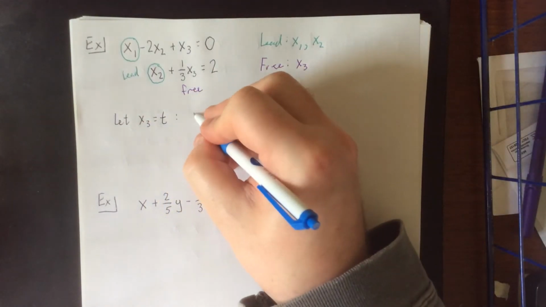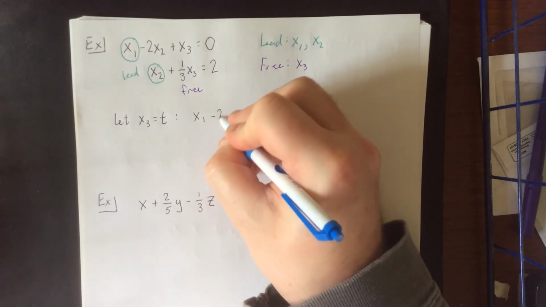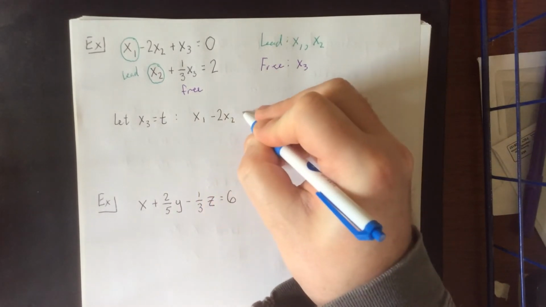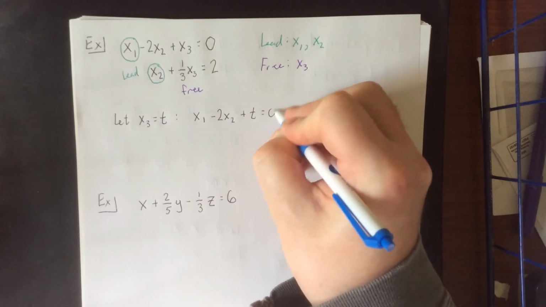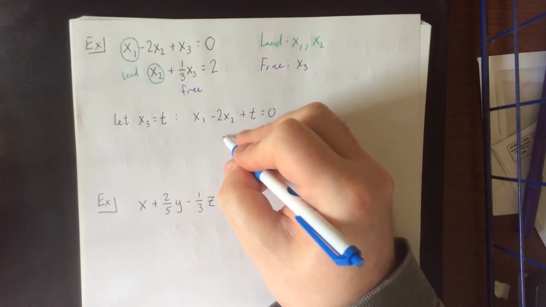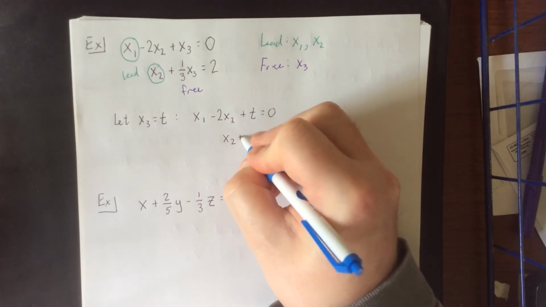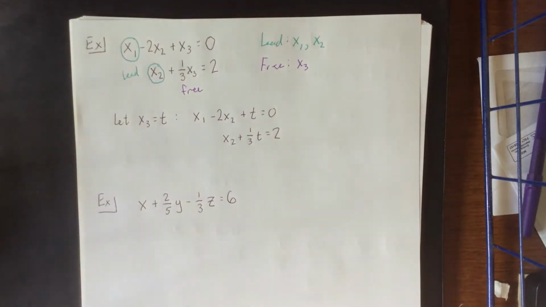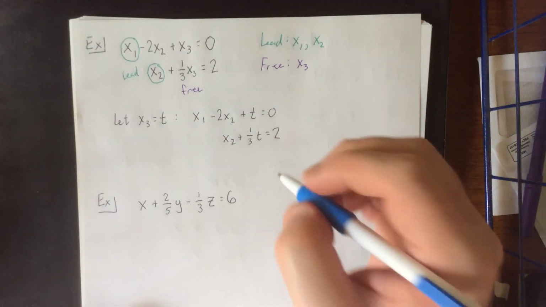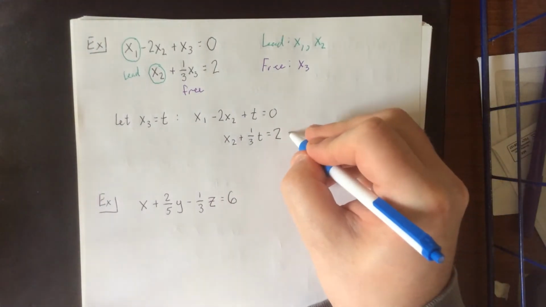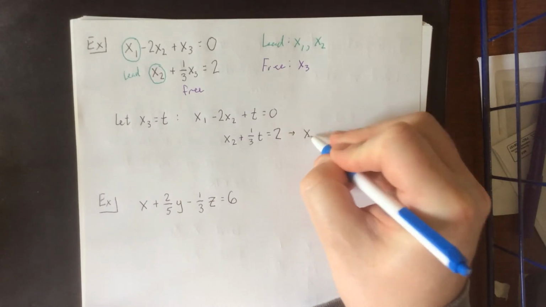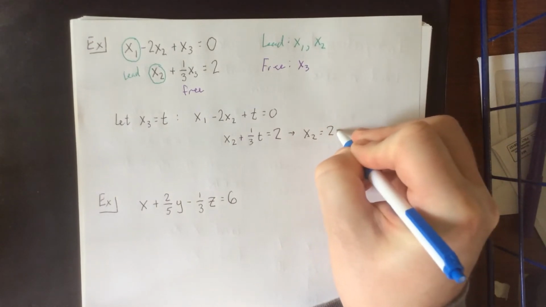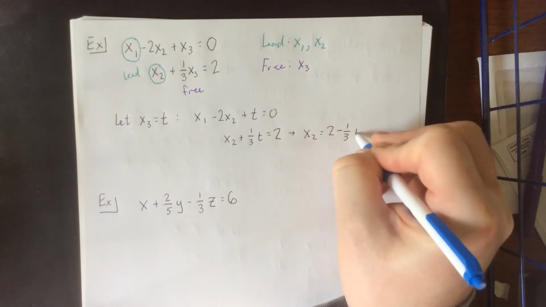Then we would be looking at x1 minus 2x2 plus t is equal to 0. And we would also have that x2 plus 1/3 t is equal to 2. Now the second equation I can solve in terms of t no problem, but the first equation is going to require some additional work. So first we'll say that x2 is going to be equal to 2 minus 1/3 t.